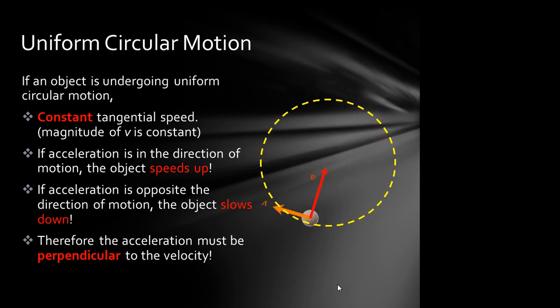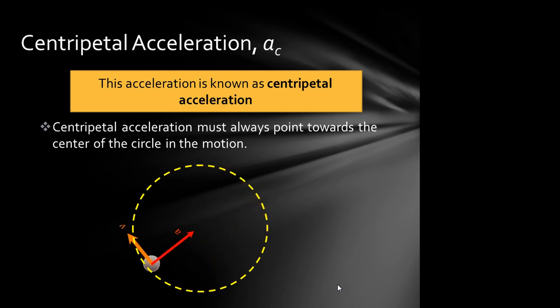We're not going to go into the acceleration of acceleration. We're just going to say that centripetal acceleration is not constant. It may be constant in magnitude, but not in direction. That's all. So this type of acceleration, we call it centripetal acceleration. It's an acceleration that must always point towards the center of the circle in motion.